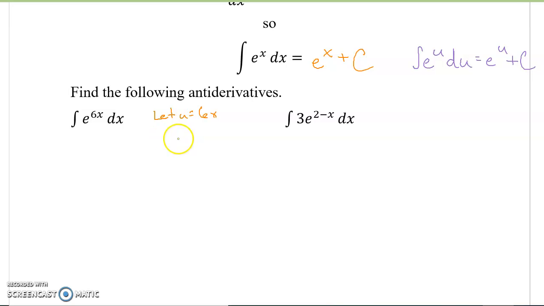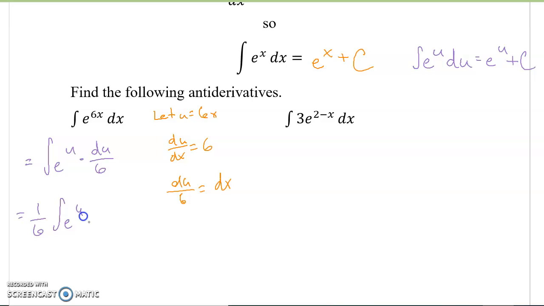It's the exponent. So du dx equals 6, or du over 6 equals dx. So that means that when we rewrite the integral, we're going to have e to the 6x. Well, 6x is u. When we rewrite the dx, we're going to get du over 6. And then we can factor out that 6 that's in the denominator. And hey, look at that. We get e to the u du, which is our formula. So we have 1 over 6 e to the 6x. And then we don't forget that plus c.